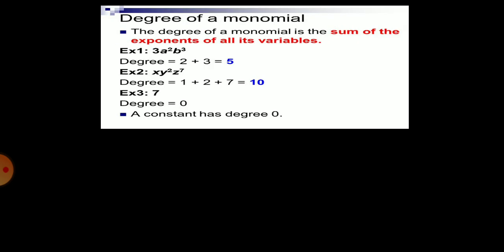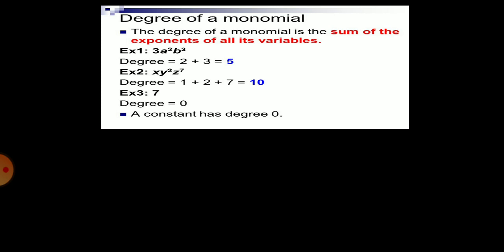Now let us see what the degree of a monomial is. Monomial means a polynomial containing only one term. When there is only one term, that means there is no plus or minus in that polynomial. It has only one term. That means here the constants and the variables are associated with a multiplication symbol. Suppose I have given here 3a square b cube.